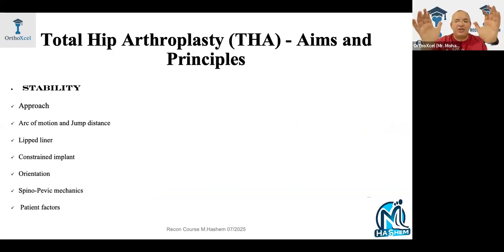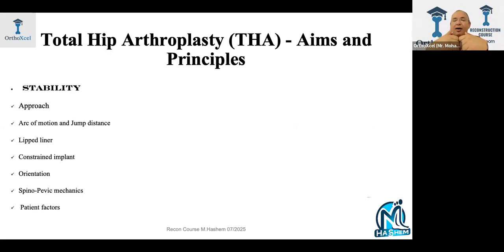So this is how we think about longevity. As we understand, there is an intersection between longevity and stability. When I come to stability, I have to understand that stability depends on multiple factors. Most of these factors depend on me as a surgeon, on my surgical technique. So the approach defines the stability.